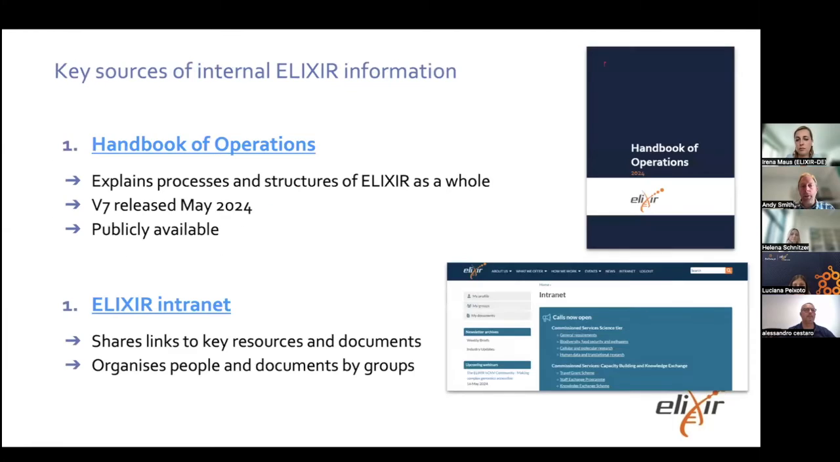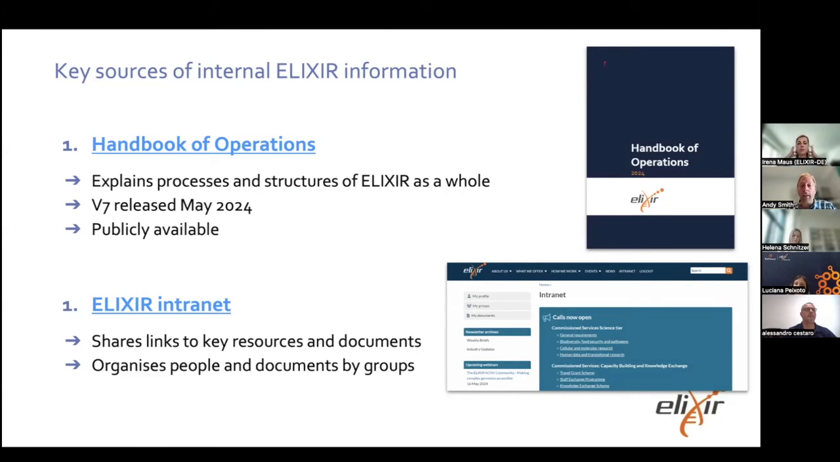Let's be careful when we're using acronyms because not everyone will know them. And then some really important resources for you. I would encourage you to take a look at the Handbook of Operations if you've got an active role in Elixir node. This is updated regularly. The latest version was updated in May, so it's very fresh. It's publicly available and the link is available here.